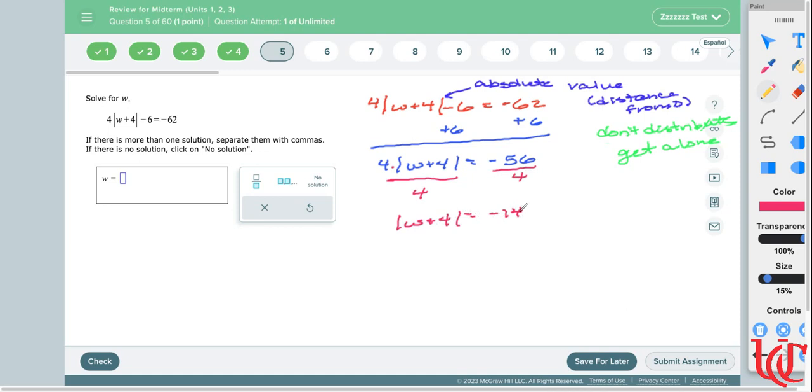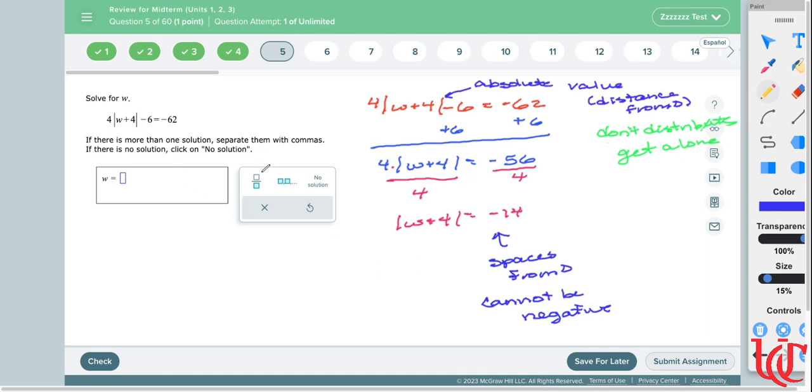Now, absolute value is the distance from 0. I can go in a negative direction, but I can't go a negative number of spaces. So what we have is this is saying that I have negative 4, this is spaces. Can't be negative because I can't go a negative number of spaces.